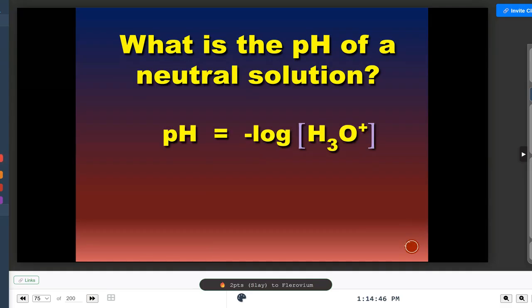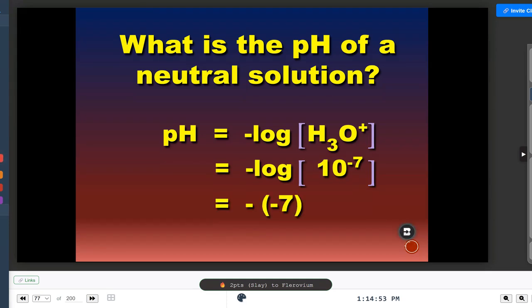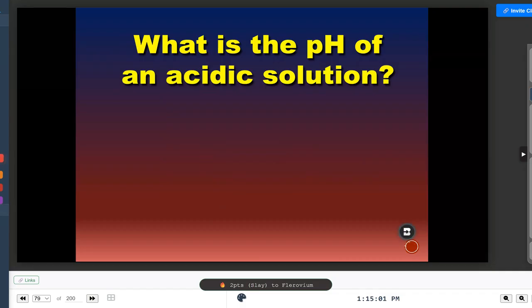So if we think about that pH of the neutral solution, and we just talked about that with you guys, we said it was 10 to the negative 7th, so our pH is going to be a negative log of 10 to the negative 7th, so that's negative negative 7, which of course is 7. So let's choose some random acidic solution, okay?